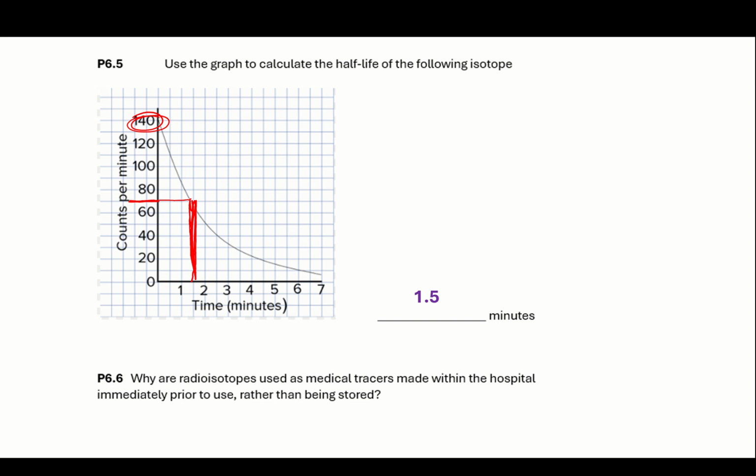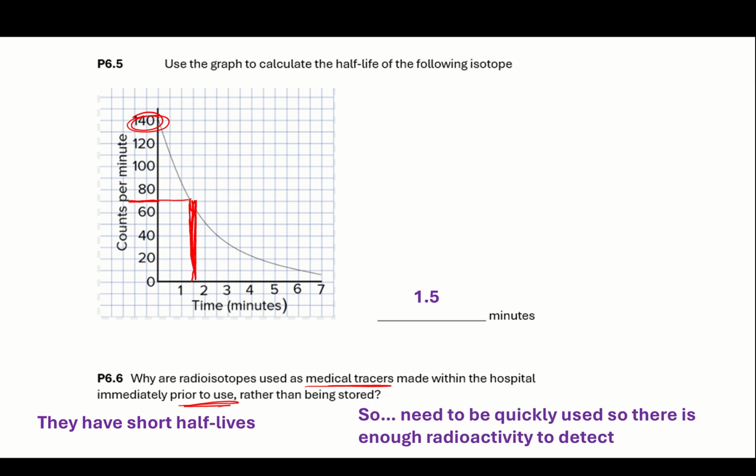And then the last part is, radioisotopes for medical tracers are made in the hospital right before use. Why are they not stored? So they have short half-lives, a mark. So they need to be used quickly so there is enough radioactivity to detect.